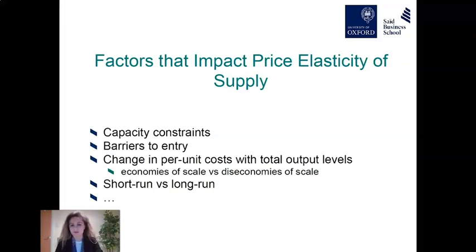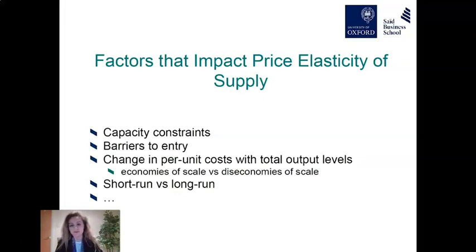Third, a key factor that influences the price elasticity of supply is the way in which per unit costs change with the total output levels for a given firm. This is basically the scale effects. In economics, we have two scale effects: economies of scale and diseconomies of scale. Economies of scale is the case in which per unit cost for a given firm will decline with total output levels. In plain English, this means that the firm is becoming more efficient as it produces more and more.